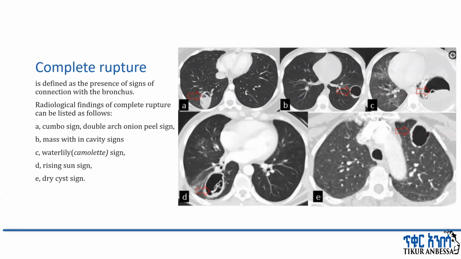The water release sign is a famous sign, you know it. This one is the rising sun sign. It's not common. The other one is the dry cyst sign, where all contents have been expelled. The patient will have an empty cyst sign, or dry cyst. They call it dry because there is no content in the cyst.